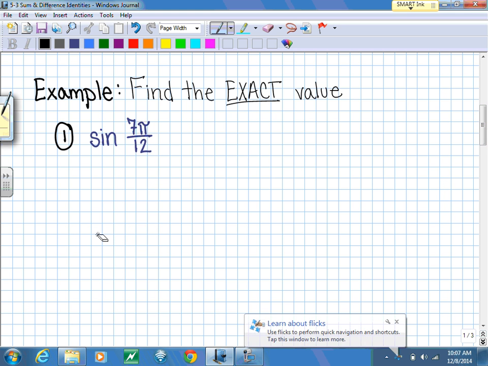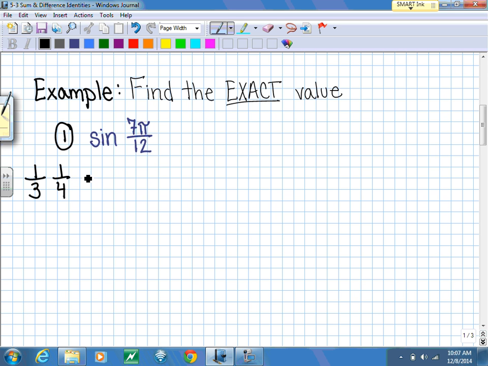So the first one that I'm going to do here is the sine of 7 pi over 12. As you know, that is not on our unit circle, and probably the hardest part of this is the fact that we're not real great with fractions. So what we need to think of here is, how can I get 7/12ths, since we've been working with pi over 3, so 1/3, pi over 4, which is 1/4, pi over 6 or 1/6, and halves and so on. So we're trying to figure out how we can end up with 7/12ths from these values.